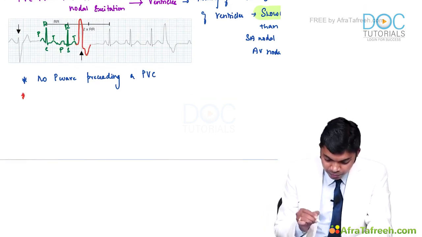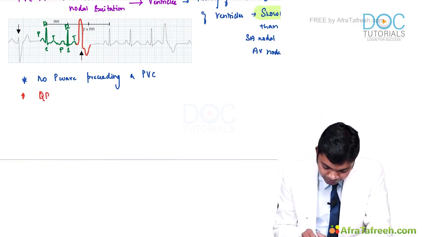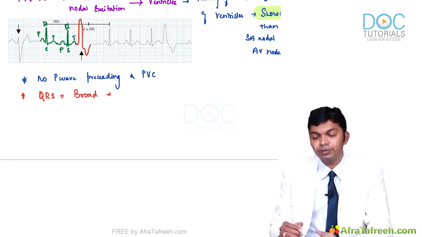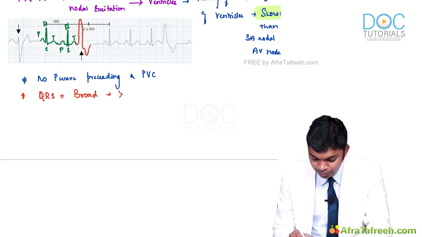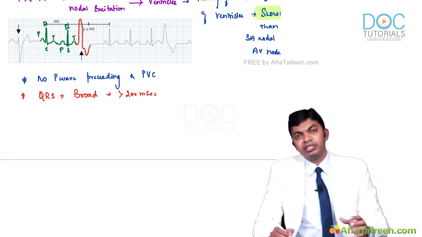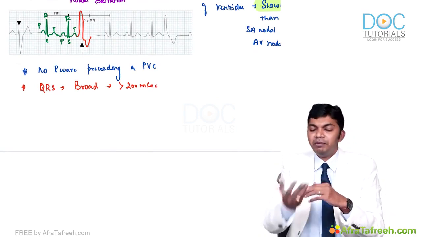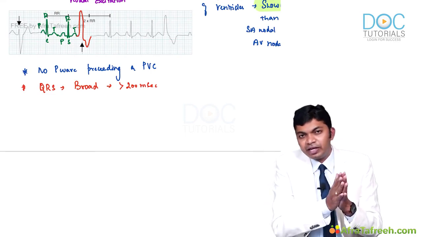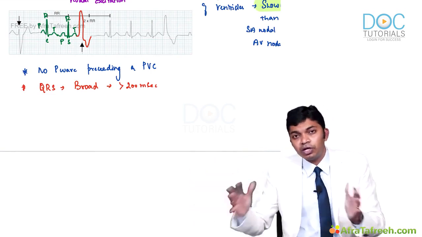So, there is no P wave preceding a premature ventricular complex, and the QRS will be very broad, and this broad QRS, doctors, is a matter of timing, right. It extends more than 200 milliseconds in its timing. Now, since it is a premature excitation not coming from the sinoatrial node, and since the ventricle takes a longer duration of excitation, its repolarization also takes a longer duration.